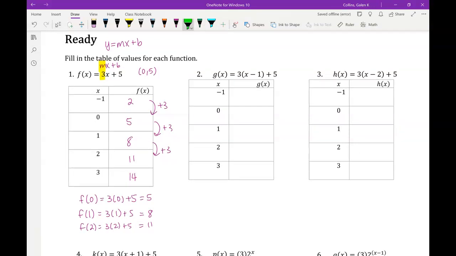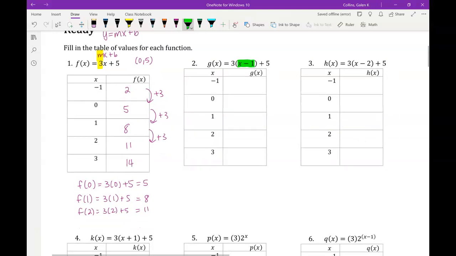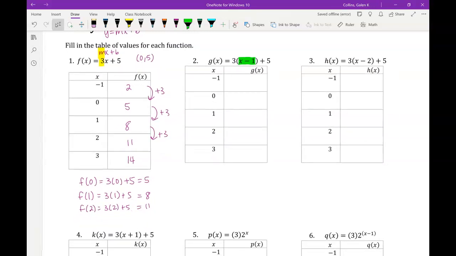Now, number 2 is really similar, but it is a little bit harder because the only thing that is different here is that I have x minus 1 instead of just x. So let's fill this out first by evaluating g of x. What I mean by evaluating g of x is plugging in values or substituting values of x into the function g of x and getting a value for g of that number. So just like we did, I guess I'll just start with -1. My brain just really likes to start with 0.